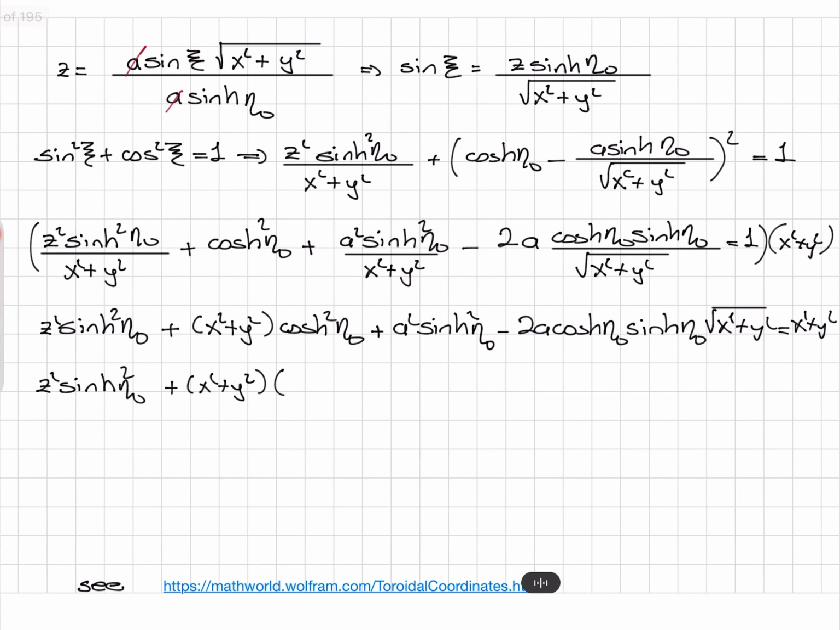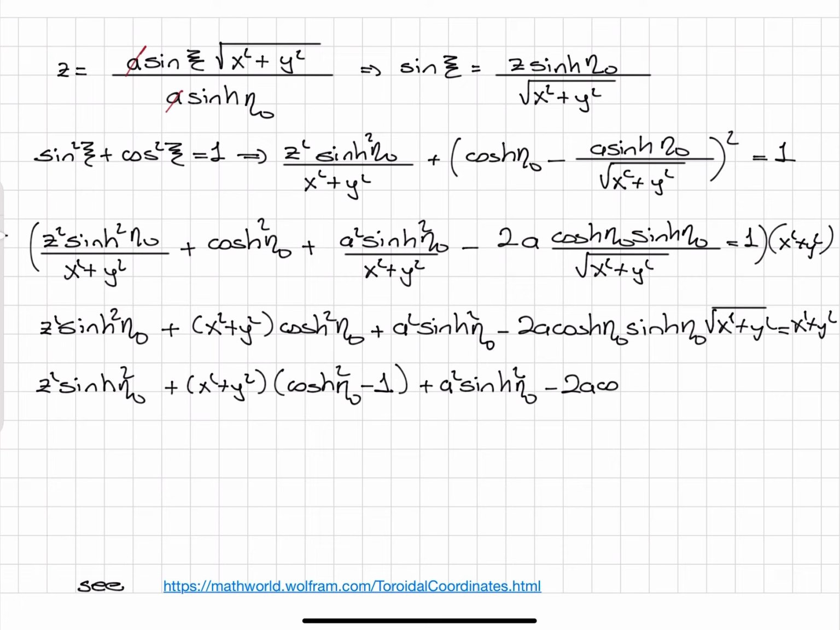So if I take this x squared plus y squared here, and I'm going to write cosine hyperbolic eta 0 squared minus 1 plus a squared sine hyperbolic eta 0 squared minus 2a cosine hyperbolic eta 0 sine hyperbolic eta 0 square root of x squared plus y squared. This is equal to 0 because I've taken this to this side. Now, as I have just noted, this cosine hyperbolic square minus 1 is sine hyperbolic eta 0 squared.